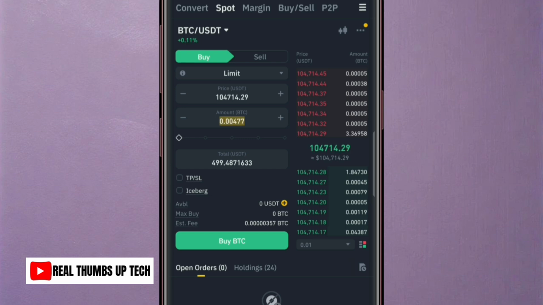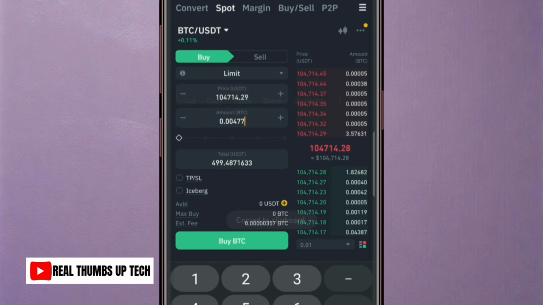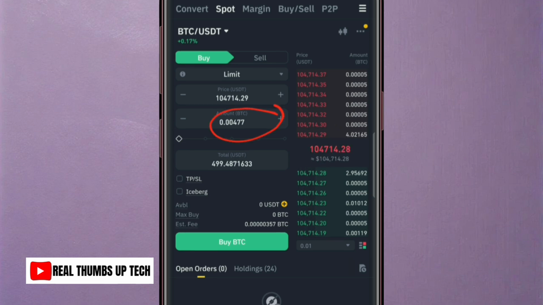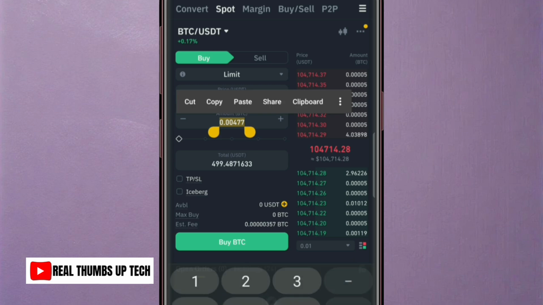I now come over here. I copy the quantity I will get if I'm to buy 500 USDT worth of BTC. And I'm currently at the buy section because I want to buy BTC with USDT, okay? So using limit order, if I'm to buy it at this rate, I'll be getting around 0.00477 BTC. So let me just copy this.